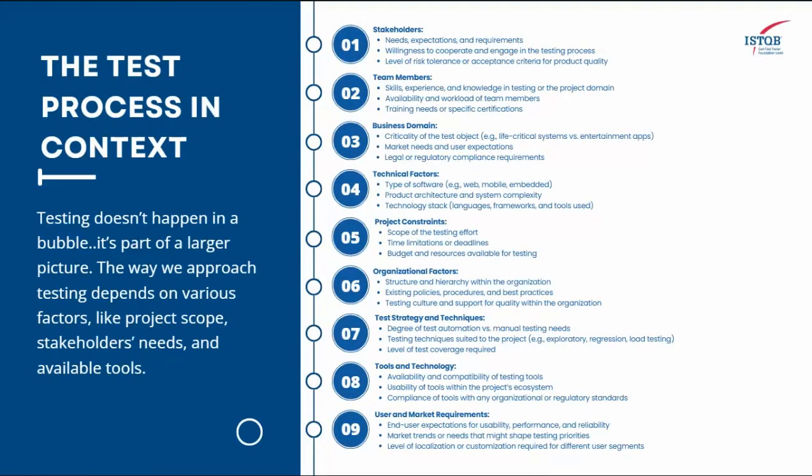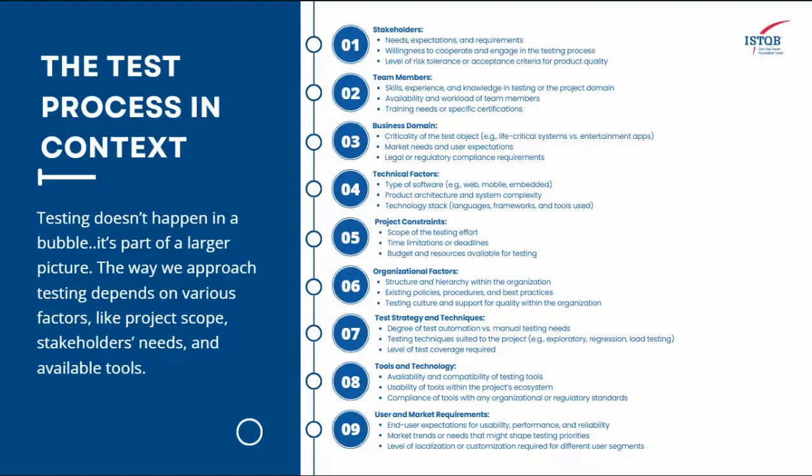In real world projects, testing doesn't happen in isolation. It adapts to a range of factors unique to each context. Let's break down the main factors that shape our test process and influence every decision from planning to execution. First, we have the stakeholders. The needs and expectations of stakeholders impact the testing objectives and priorities. Their level of risk tolerance and cooperation can shape everything from test scope to reporting.